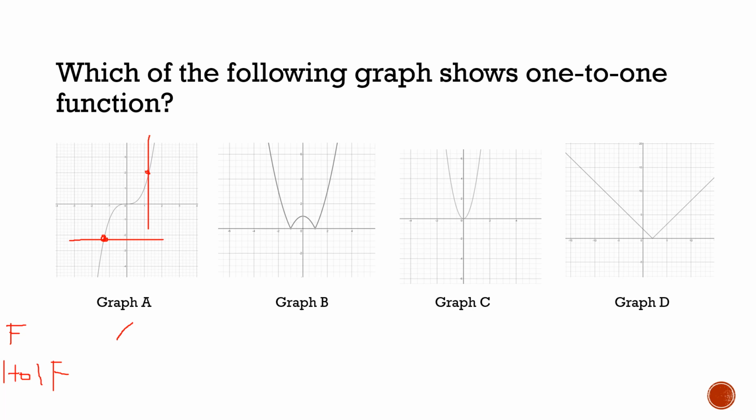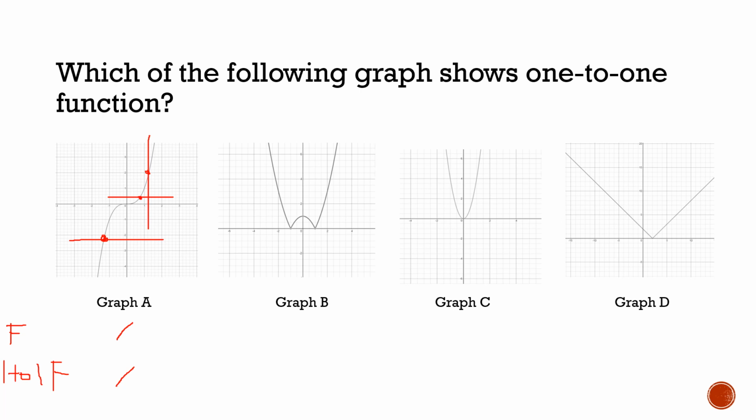Let's try in this portion. If we apply a horizontal line, there is only one point of intersection between your horizontal line and your graph, meaning to say that this graph represents a function. At the same time, it is a one-to-one function because you satisfy both your horizontal and vertical line test.